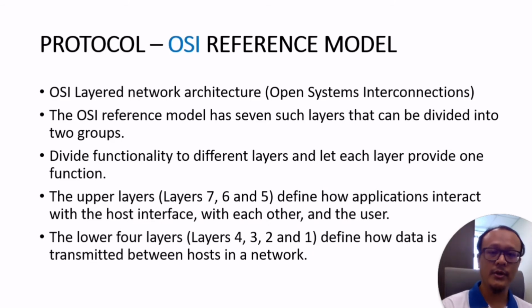So in computer protocols, there are two types of models. First is OSI and second is TCP/IP. In this slide, I'm going to discuss the OSI reference model. OSI means Open System Interconnection. The OSI reference model has 7 layers. The 3 upper layers, 7, 6, and 5, define how applications interact with the host and with the user. The lower 4 layers, 4, 3, 2, 1, define how data is transmitted between hosts in a network.